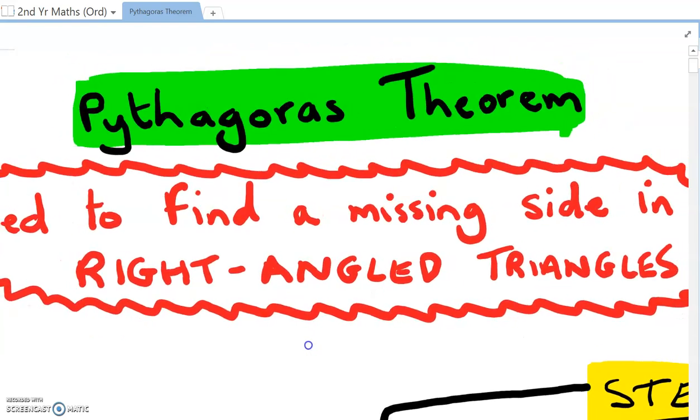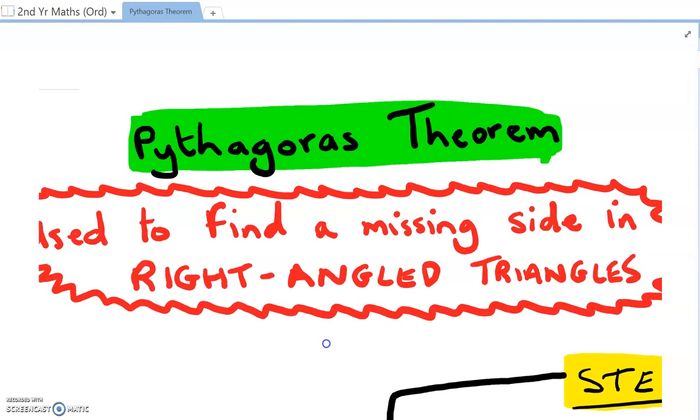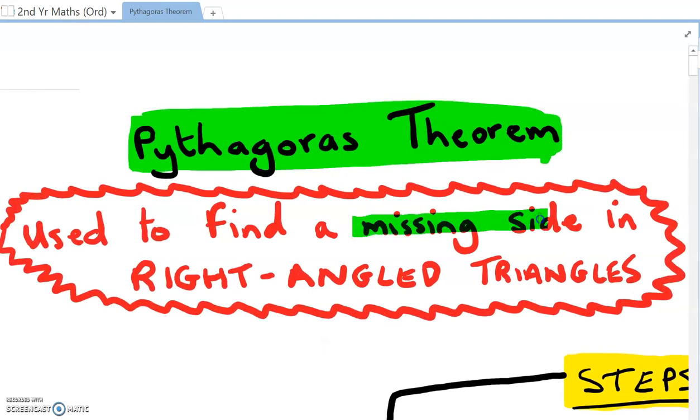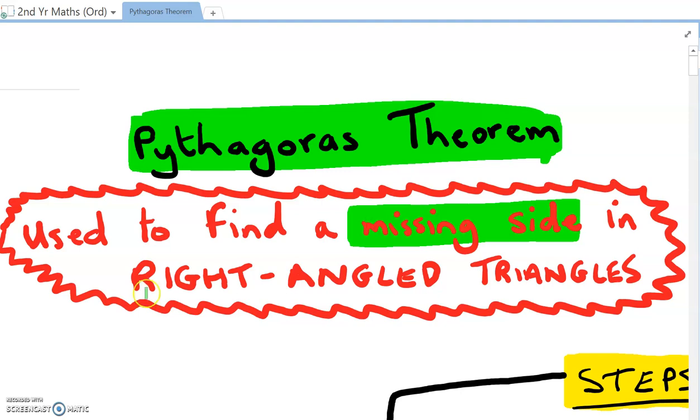And why do we use Pythagoras' theorem? We use Pythagoras' theorem to find a missing side, if there's a side of a triangle that we don't have and we're looking for. Okay, and it's only used in right angle triangles.